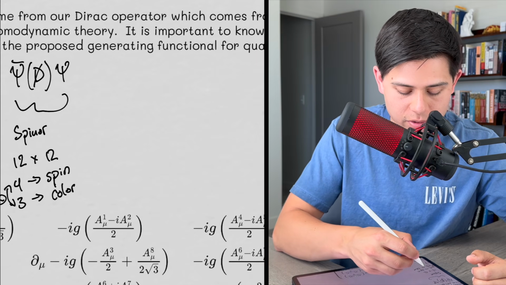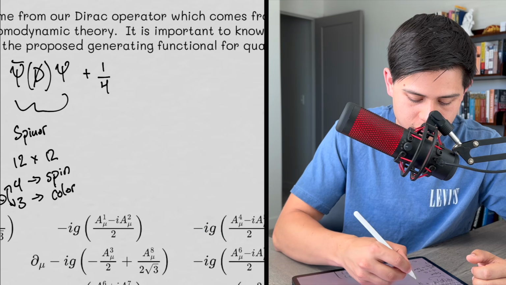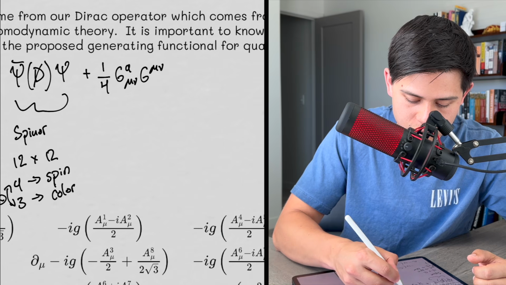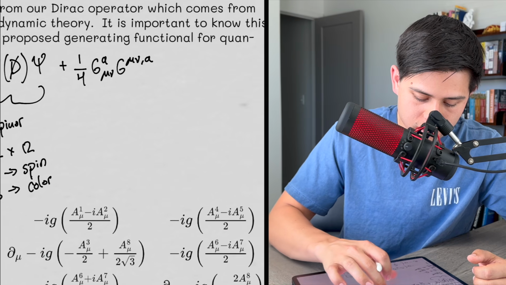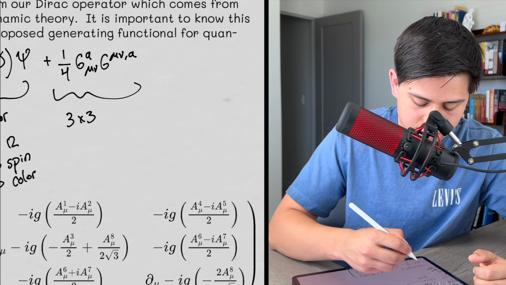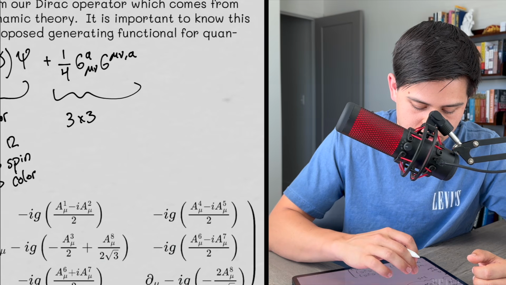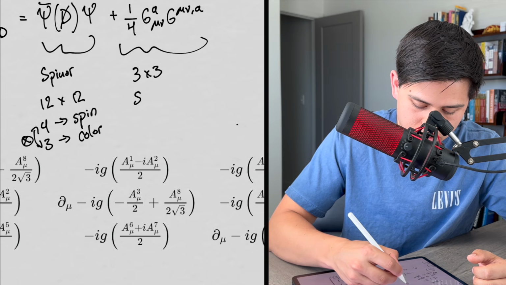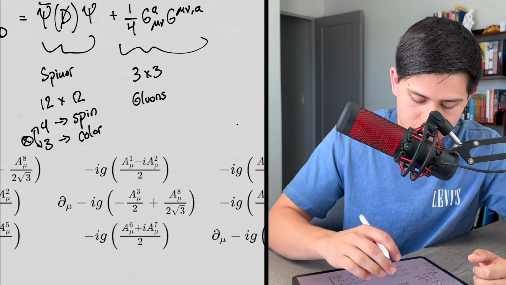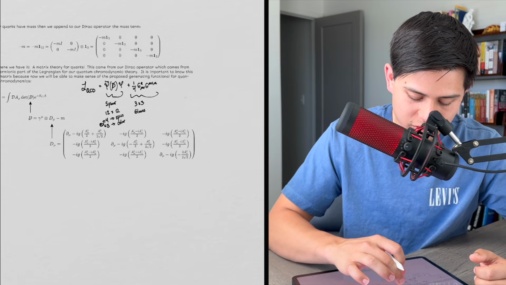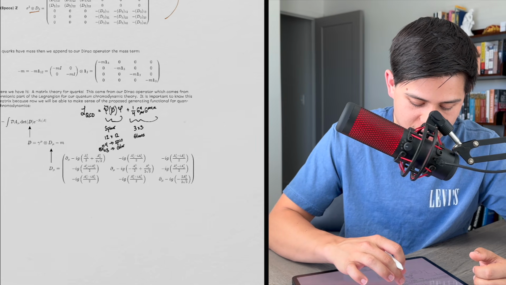And then we have our gluons, right? So 1/4 G^A_{μν} G^{μν}_A. And these are 3 by 3 matrices, 3 by 3. And this is our gluons. So there we have it. This is our QCD Lagrangian that we have so far.